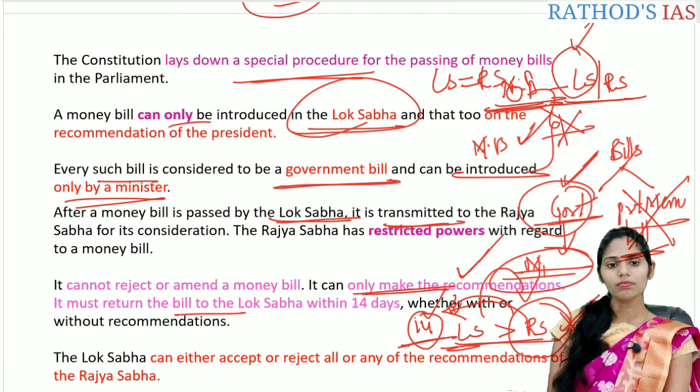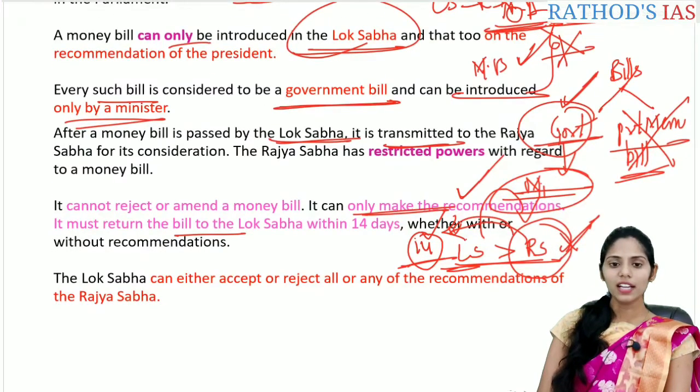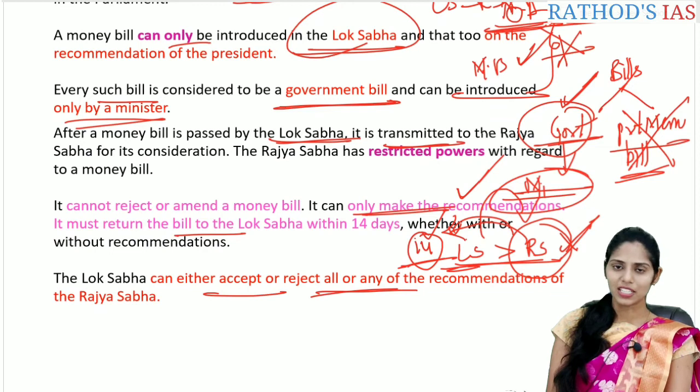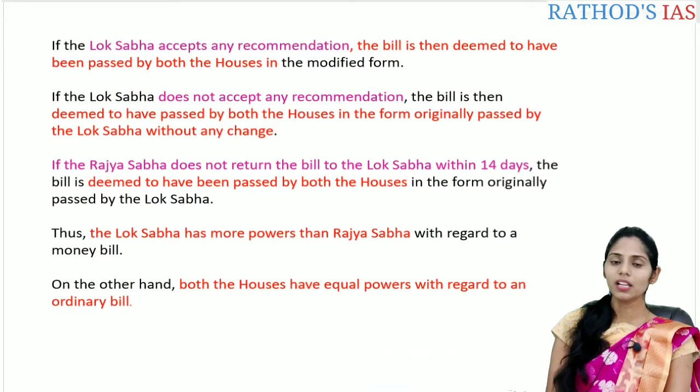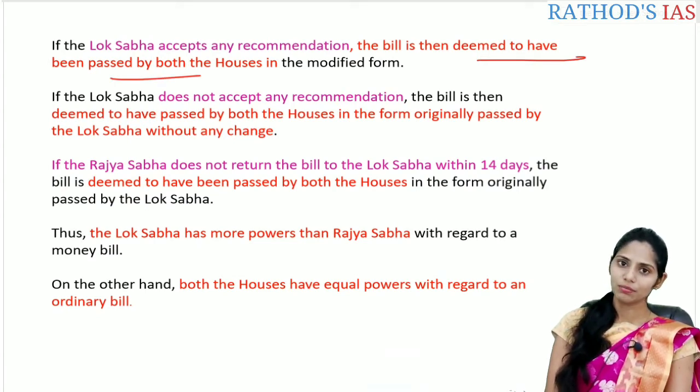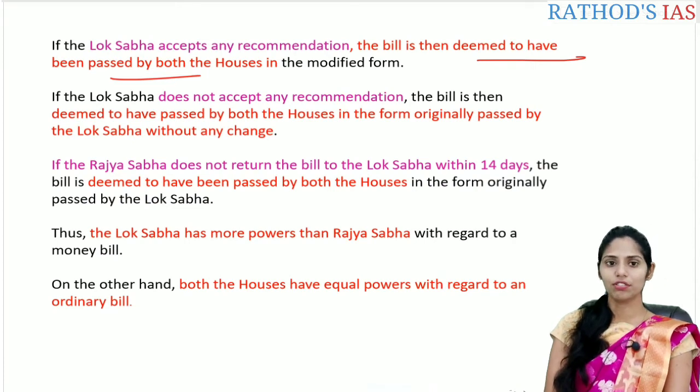Okay. And if you see, the Lok Sabha can either accept the recommendations or even reject the recommendations which are given by the Rajya Sabha. So in this way, Lok Sabha has more powers regarding this money bill compared to the Rajya Sabha. And if the Lok Sabha accepts the recommendations which are given by the Rajya Sabha, then the bill is deemed to have passed by both the houses with a modification, that is, in a modified form.